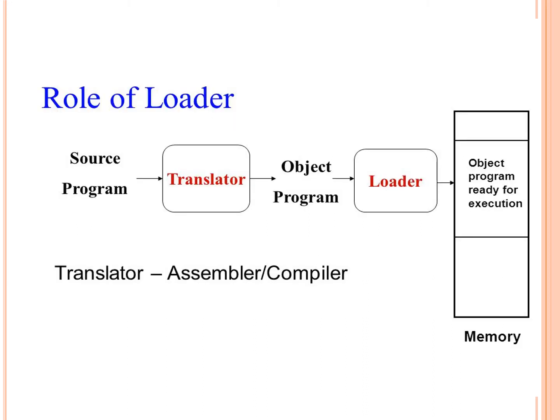The role of the loader. The first thing is the source program, the code which goes to the translator. The translator can be either an assembler or a compiler, and then it produces the object program, which goes to the loader. After the loader loads the program, the object code is ready for execution in memory. This is the role of the loader.